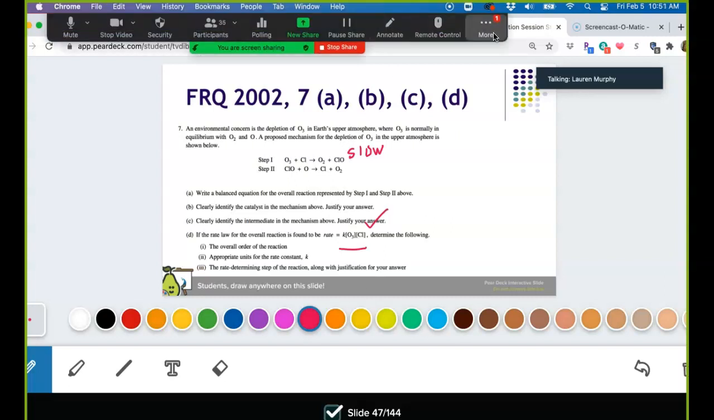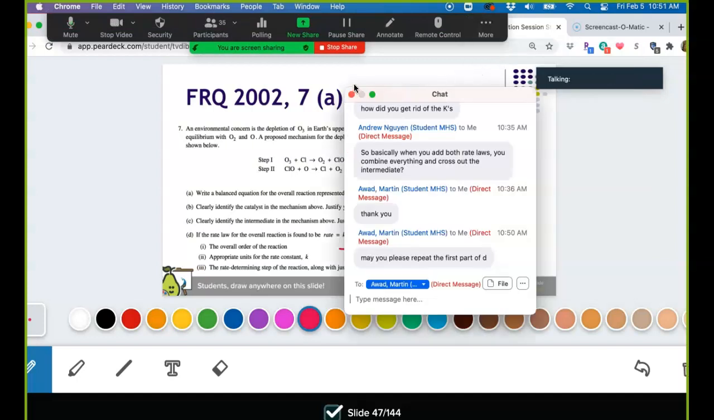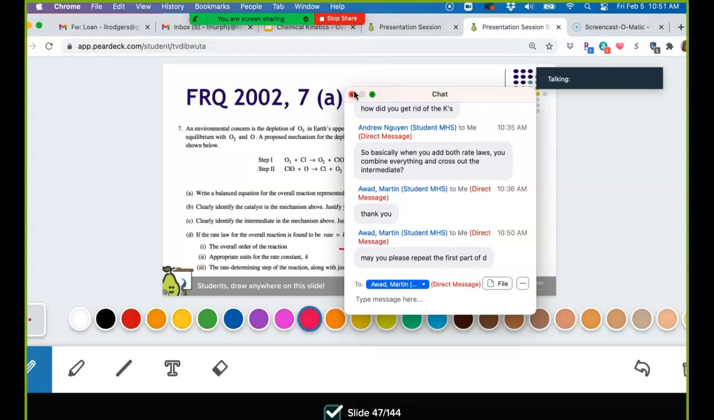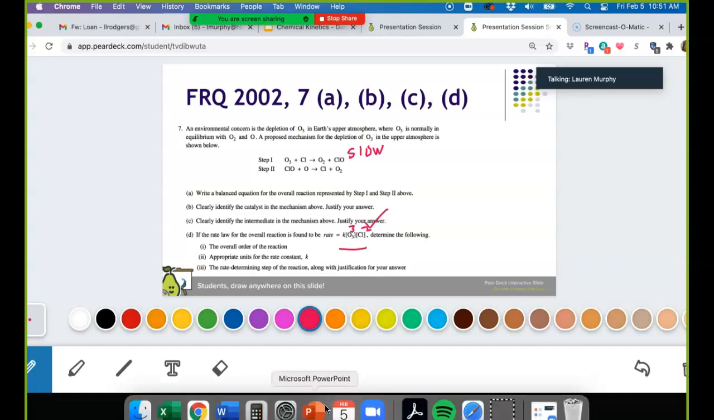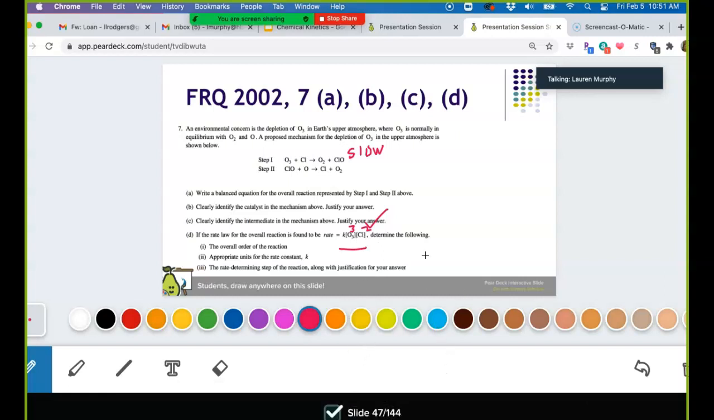Okay. Oh, sorry, I have a question. The first part of D, you mean the overall reaction? You just add the exponents. So this is an invisible one, this is an invisible one. So 1 plus 1 is 2. That's how you do the overall. I'll do a random one: if it was third order for ozone and second order with chlorine, the overall order would be 5 because 3 plus 2 is 5.